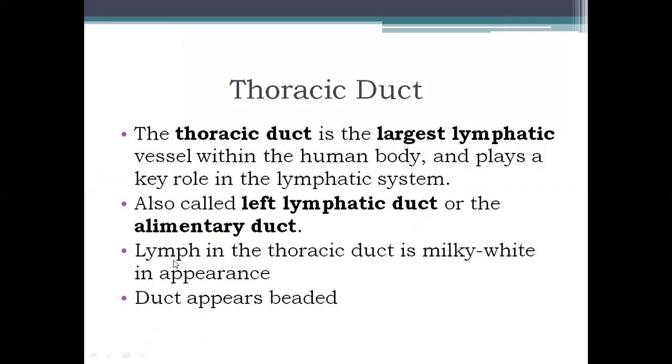Here, there's another point. Lymph in the thoracic duct is milky white in appearance. For this point to be understood, we are supposed to know why it is called elementary duct. The thoracic duct originates from the abdomen, so it's called the elementary duct. Since it's originating from the abdomen, this thoracic duct contains the product of fat digestion, that's called chyle. The product of fat digestion, as you might have known, will be milky white in color. So the lymph of the thoracic duct is also milky white in appearance.